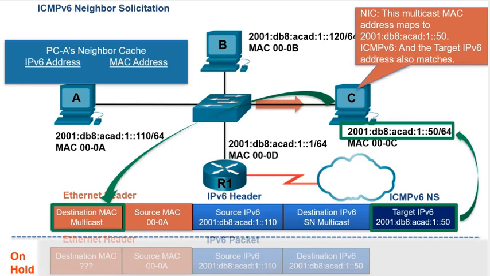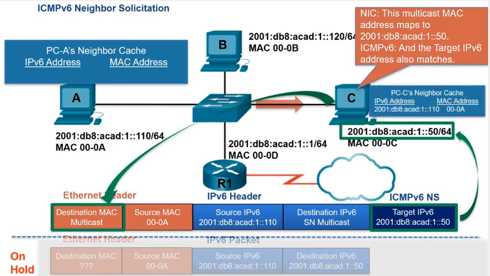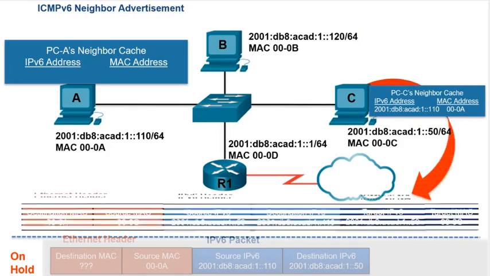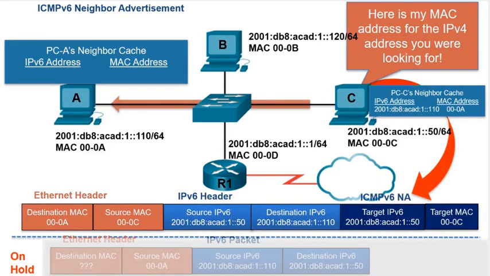Before replying, host C adds the IPv6 and MAC address of host A to its own neighbor cache, so it can return a neighbor advertisement message. Host C replies with an ICMPv6 neighbor advertisement message sent as an Ethernet unicast message directly to host A.